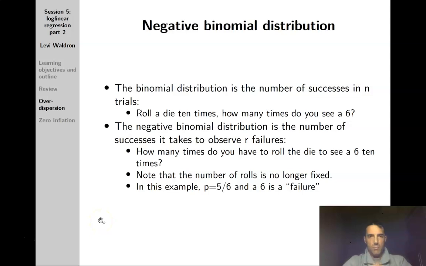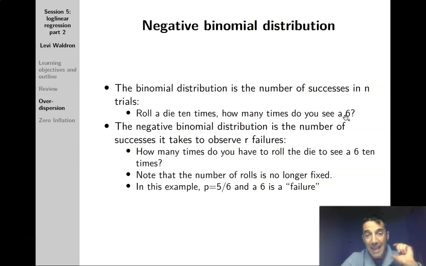I'm just going to give a brief explanation of what the negative binomial distribution is, just to demystify it a bit. First, recalling back to the binomial distribution, that was the number of successes in n trials. So for example, if you roll a dice, n equals 10 times, how many times do you see a 6? So the maximum that you could see a 6 would be 10 times, the minimum would be 0 times, and on average you would see it 1/6 of the time, and that was the binomial distribution.